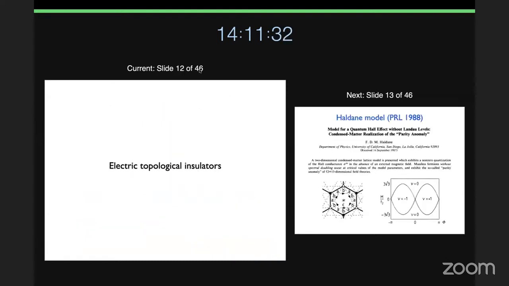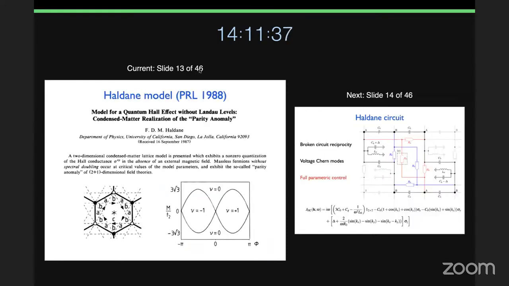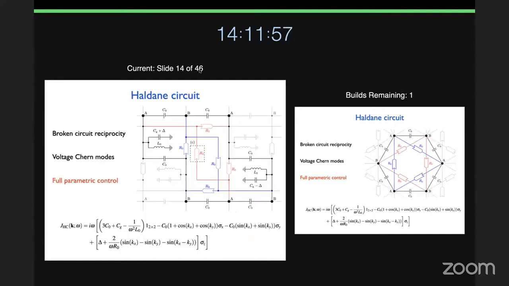So let me start anachronistically with something that people like. Let's talk about an electric topological insulator. That's, again, Haldane is with you when you work on topology in many ways. So I wanted to implement this lattice quantum Hall effect model proposed by Haldane in 1987. And so we did. That was a work which we called, obviously, the Haldane circuit.